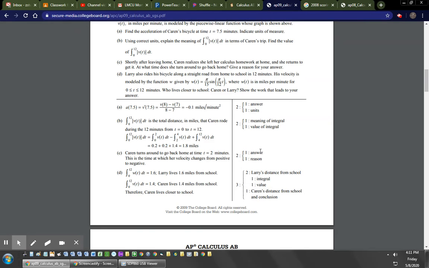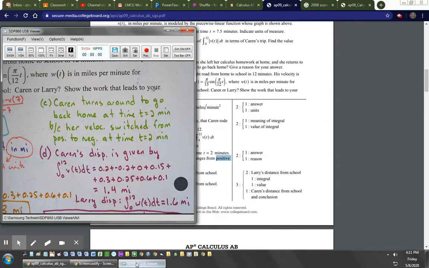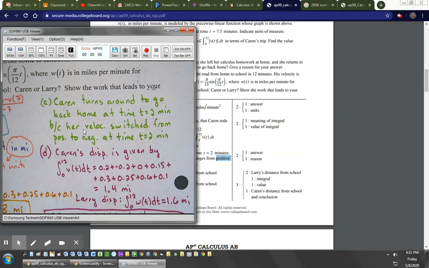Let's see, point 3: answer and the reason. So the answer was Karen turns around to go back home at 2 minutes. And it's because her velocity changed from positive to negative. There's that little reminder that you have to talk about, not just switch the signs, but it has to say it switches from positive to negative. What did we say? Karen turns around to go back home at time equals 2 minutes because her velocity switched from positive to negative at time equals 2 minutes.